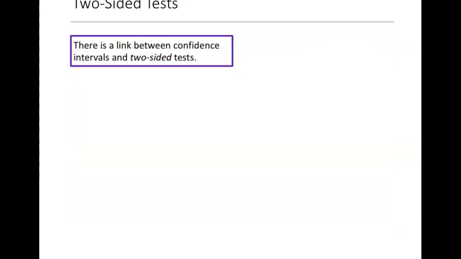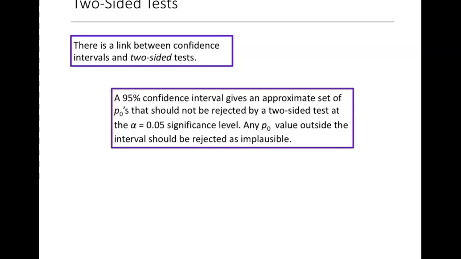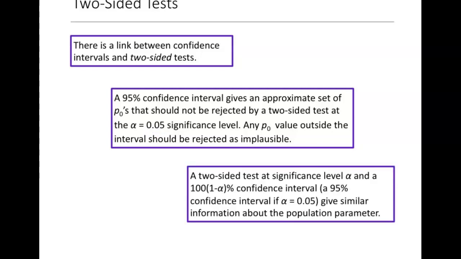All right, so there is a link between confidence intervals and two-sided tests. A 95% confidence interval gives an approximate set of P naughts that should not be rejected by a two-sided test at the alpha equals 0.05 significance level. Any P naught value outside the interval should be rejected as implausible.